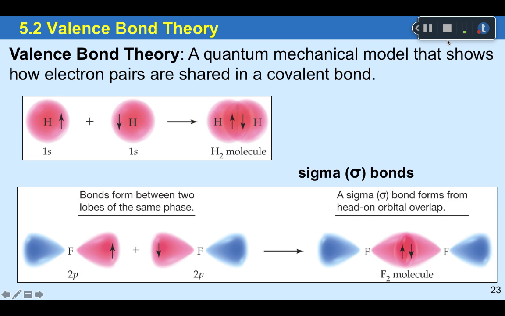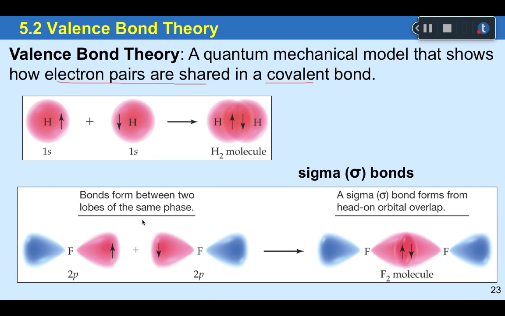Hydrogen's as simple as it gets, with one electron in its 1s orbital. And when two hydrogens combine to make a molecule, there is an electron pair that is shared between them in that covalent bond. So shared pairs of electrons are covalent bonds still. But how does that happen? It has to happen with 1s electrons from each of the hydrogen atoms.